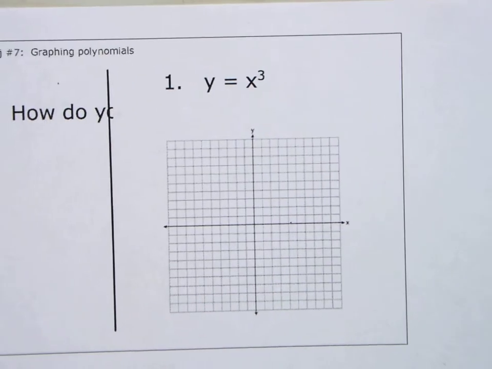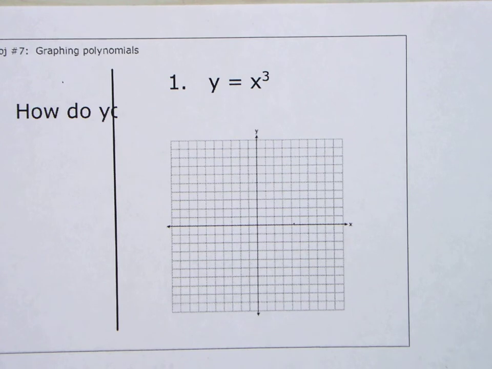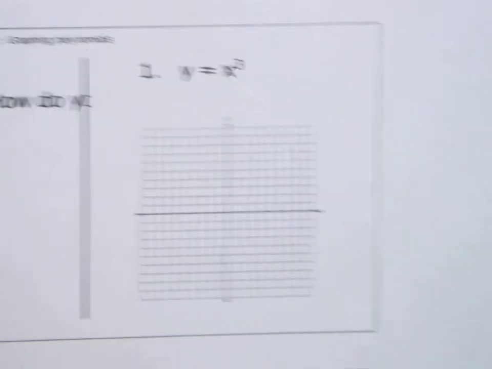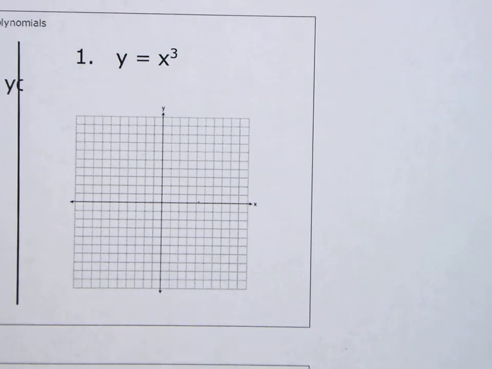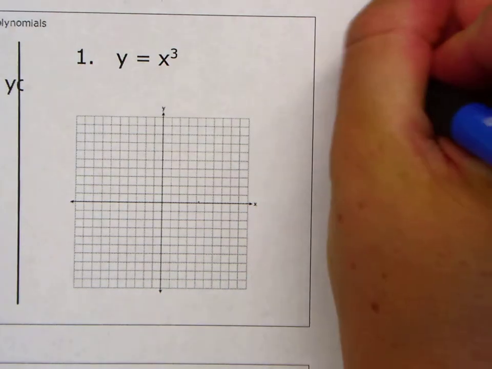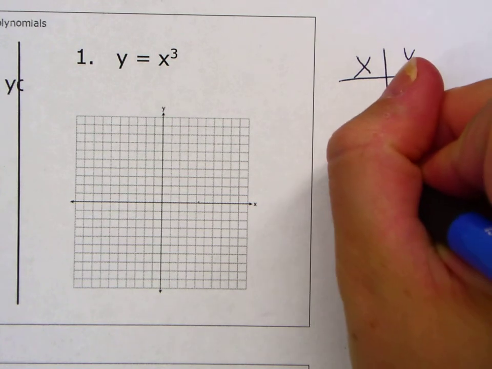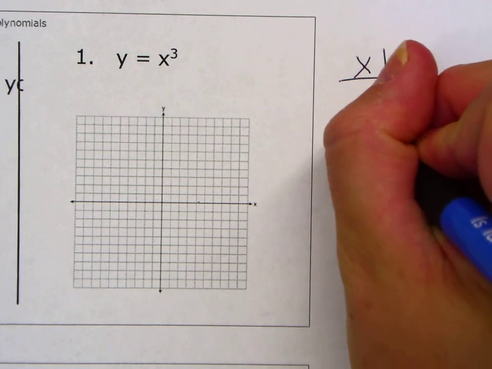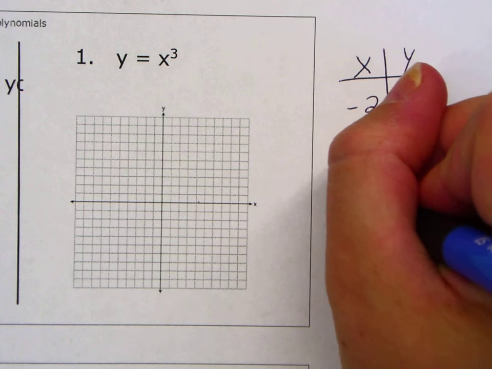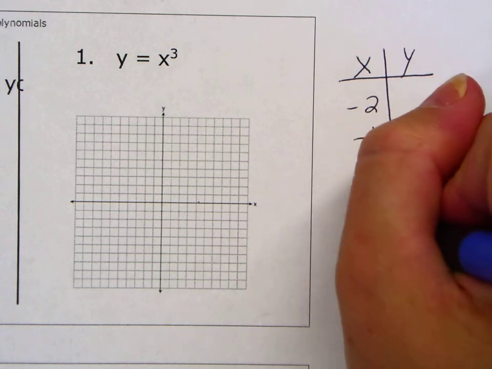All right, first one, x cubed. So what's the first thing we always did when we graphed x squared? Our first thing we always do is just plug numbers in. So let's make a t-chart, x, y. Usually a good place to start is 0. I'm going to do 0, -1, -2, 1, and 2.